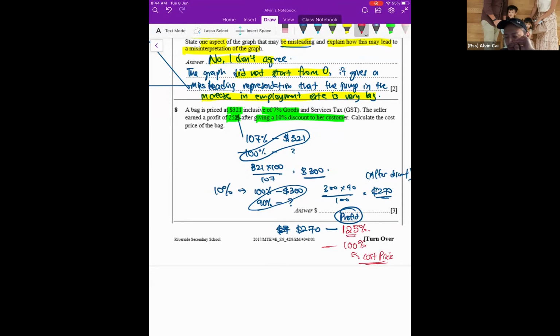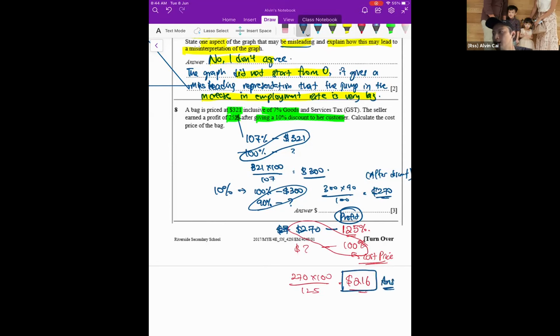So the profit or loss, we add or subtract accordingly. In this case, it's a profit of 25%. So we add another 25 to 100. So it's 125. Therefore, we want to find what is this price, which is the cost price. So these two diagonal ones, we will multiply 270 times 100, then divide by 125. That will give us 216. So the answer is 216.